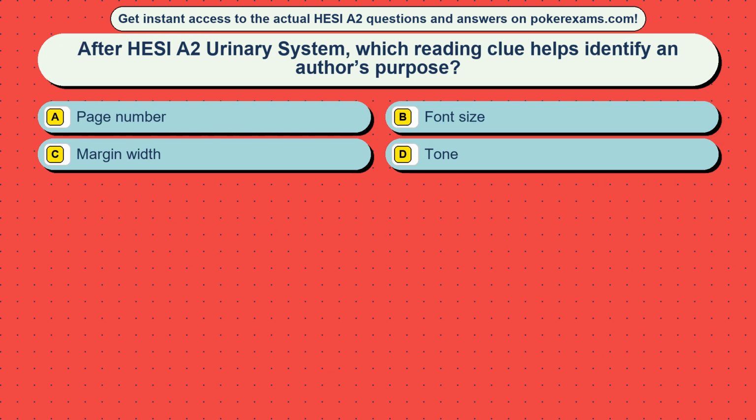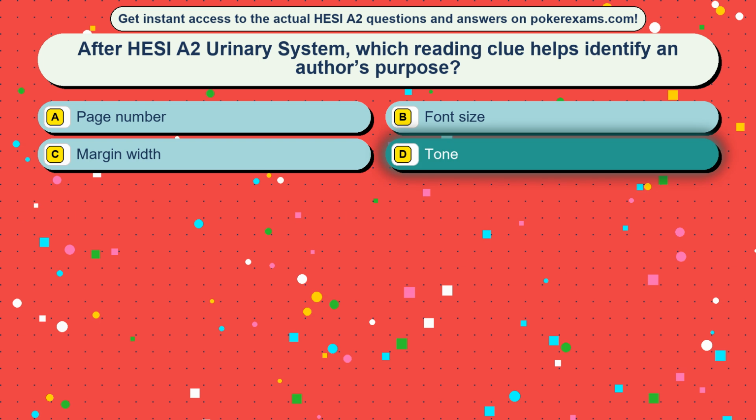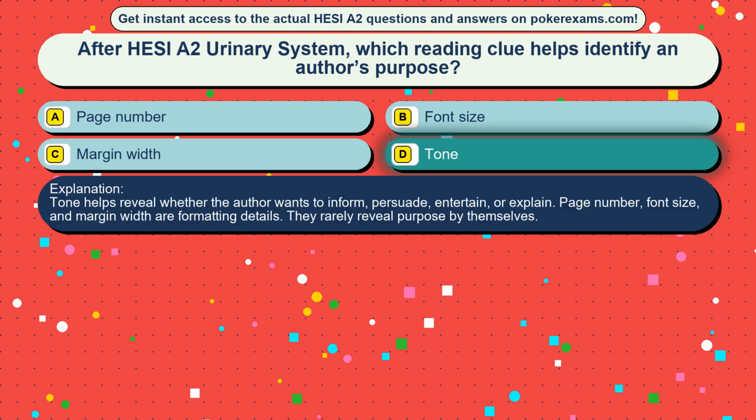Question 26. After HESI A2 urinary system, which reading clue helps identify an author's purpose? Option A, page number. Option B, font size. Option C, margin width. Option D, tone. The correct answer is option D, tone. Tone helps reveal whether the author wants to inform, persuade, entertain, or explain. Page number, font size, and margin width are formatting details. They rarely reveal purpose by themselves.